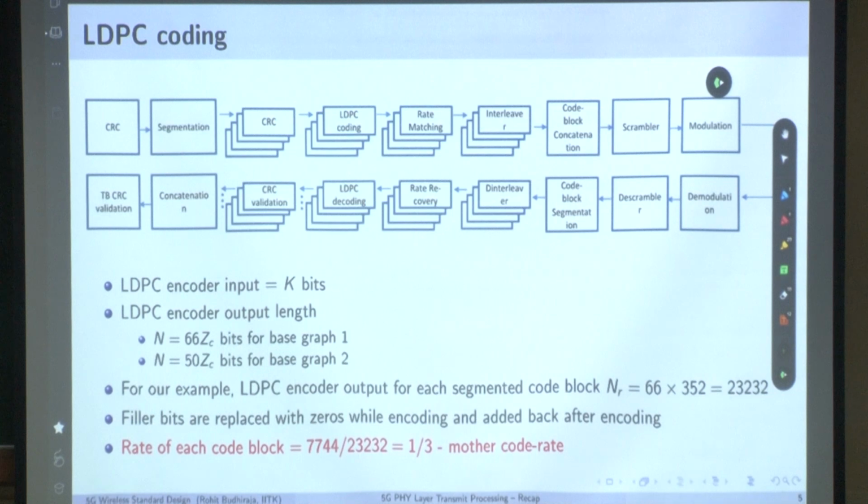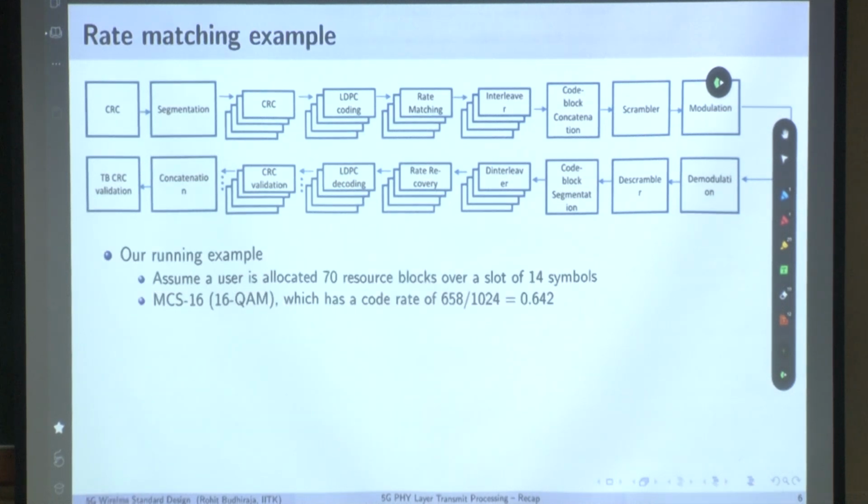Now what is the rate of each code block? The rate of each code block is 7744 divided by this n, and it exactly comes out to be rate 1 by 3. So this is the mother code rate. Why is it called mother? Because all other code rates are derived from this. Kids are derived from the mother. But this is 1 by 3 and we know the user never asks for exactly 1 by 3. It will be some rate around 1 by 3, higher or lower. And this is what has been asked by the user in this case, 0.642.